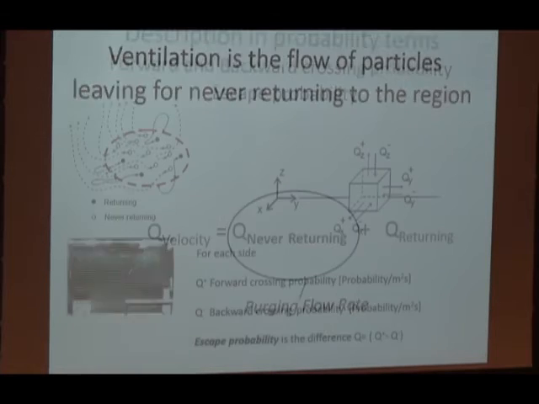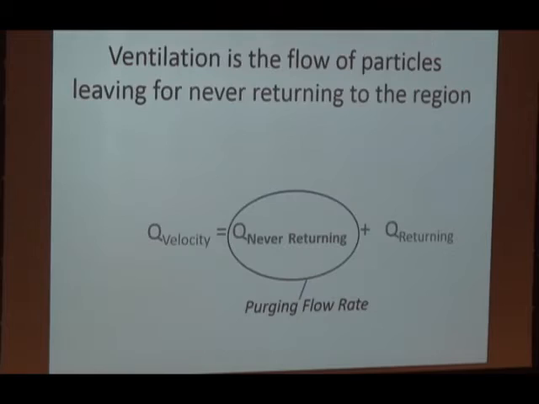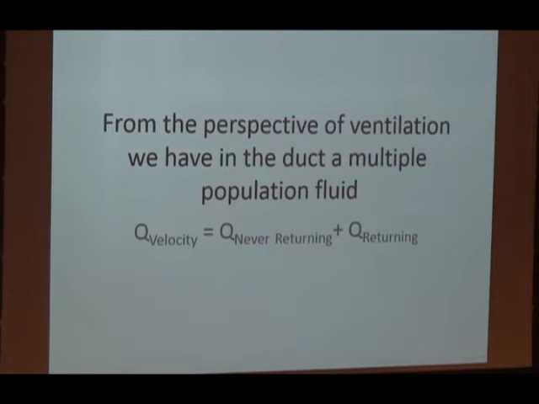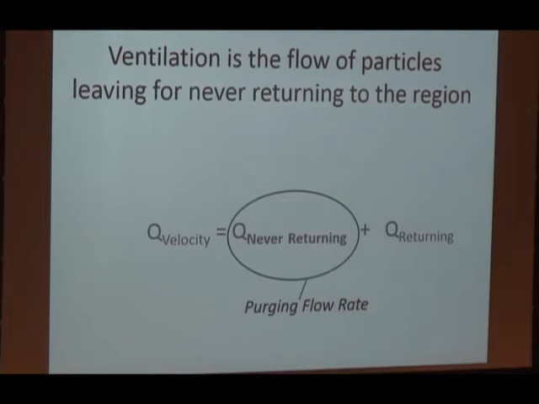So I have the population of never returning flux and I have the population of particles returning. And what ventilates is, of course, I see, now it works. So, ventilation is the flow of particles never returning, leaving that region. So that's what is ventilated.